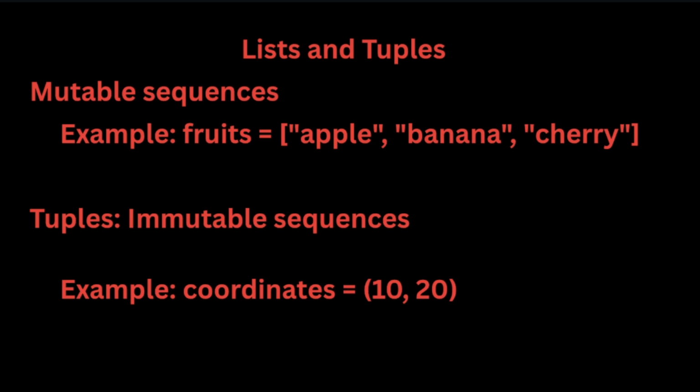Immutable sequences now, those don't allow for individual change. So for example, we have coordinates being equal to 10 and 20. If you want to change the 10, there's no way you can just change the 10. You have to get rid of the entire tuple, 10 and 20, and place totally different values there. Unlike mutable, as mentioned, you can change the banana, put in orange, and I'll show you what I'm talking about.